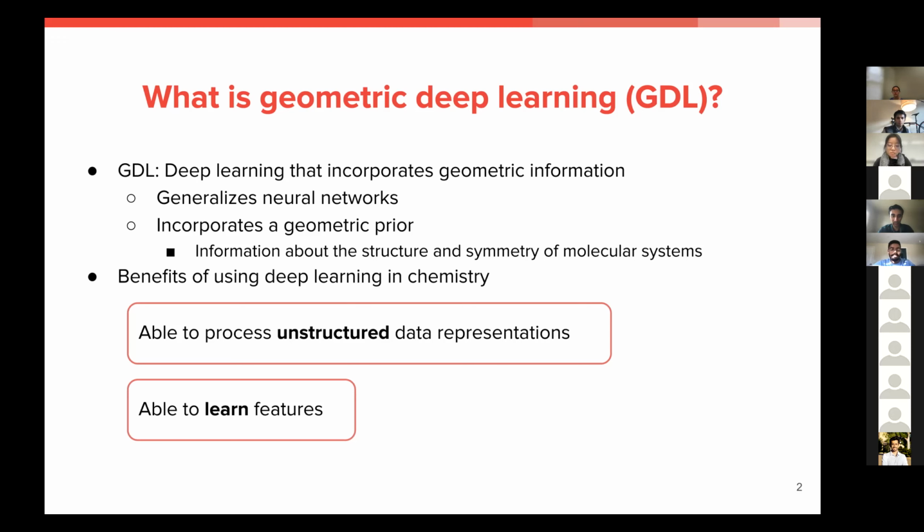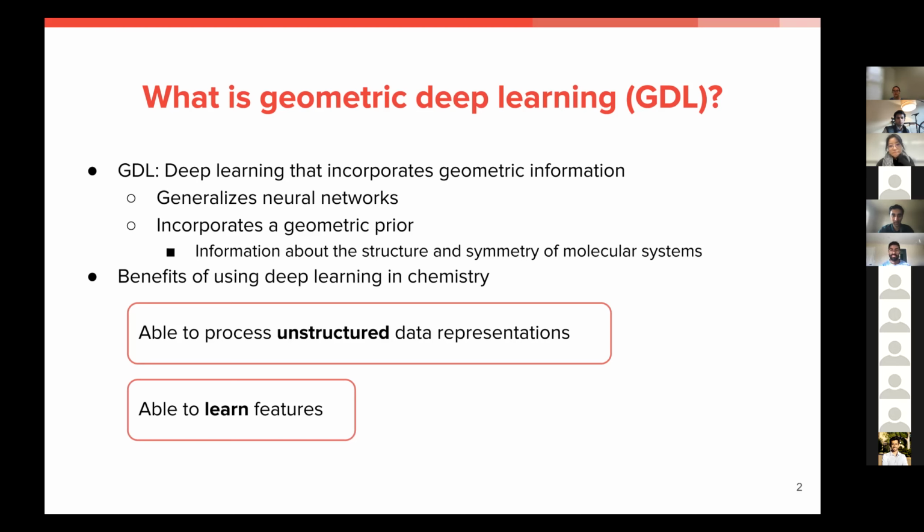So now that we know what it is, we can ask the question: why do we want to use geometric deep learning in the field of chemistry for molecular representations? There are two main benefits of using geometric deep learning as opposed to classical machine learning methods. The first benefit is that it is able to process unstructured data representations. As we know, neural networks can process images, videos, text sequences, and so on. This flexibility is great for studying molecular structures and properties.